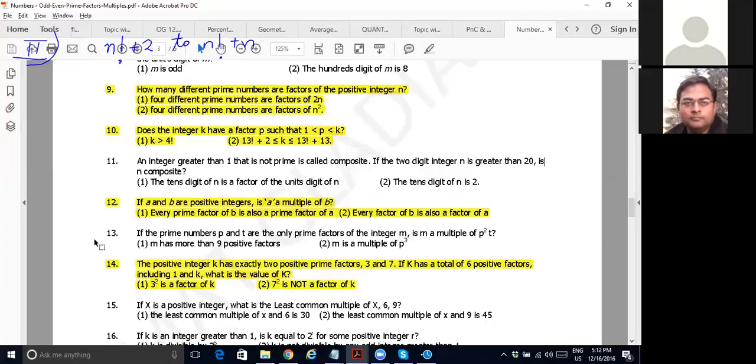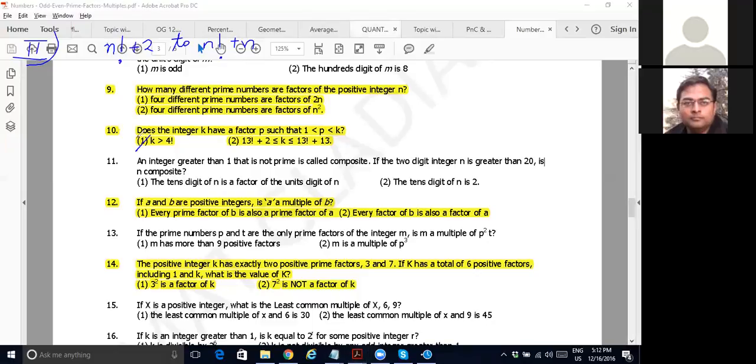Yeah, I agree. So statement one says that K is greater than 4 factorial. K can't obviously be prime, right? Perfect. So K greater than 4 factorial means K is greater than 24. Now, greater than 24, we have composite numbers as well as prime numbers. So we cannot give a definite yes or a definite no. That means the statement gets rejected. So it's insufficient. Correct.